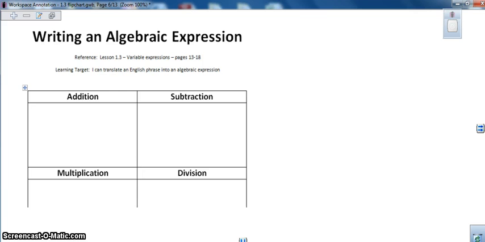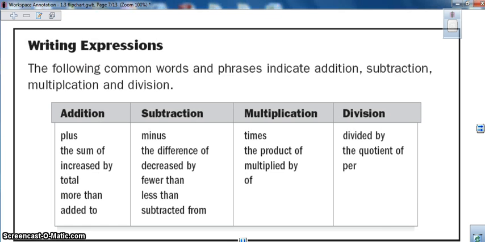Now, what are some of the key phrases? This is back on page 8 of your notes. As you're looking at page 8, we're going to fill in below addition all the words that go with it. You're going to see those in a minute on the next page of the flip chart. Then subtraction, multiplication, and division. On the chart, I will have you add a few other things to your notes. So we have plus, sum, increase, total, more than, added to. These are our words that are telling us to add. If you see minus, the difference of, decreased by, fewer than, less than, subtracted from.